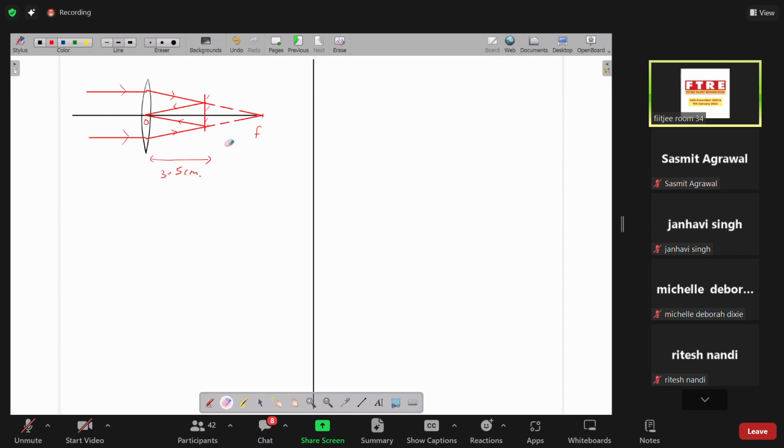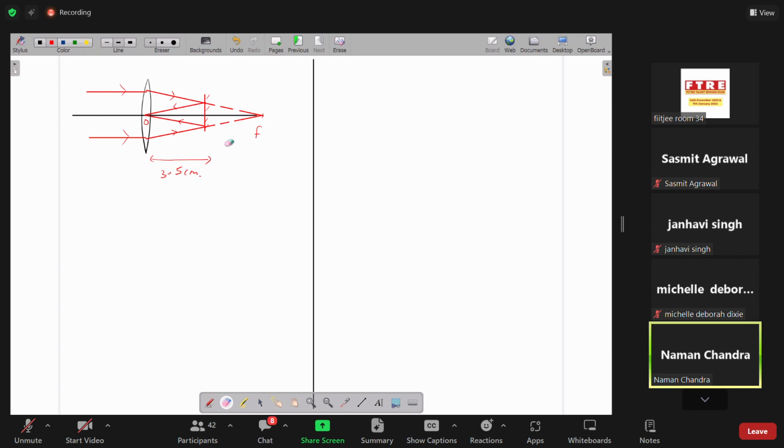Got it? Next. Yes, ma'am. What is the next question that you have given? Magnification of the object placed in front of the convex lens is +2. Then the focal length of the lens is 2 meter.